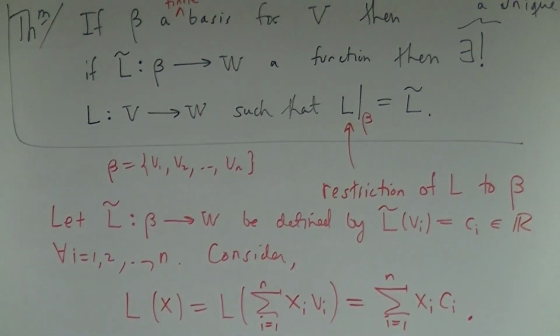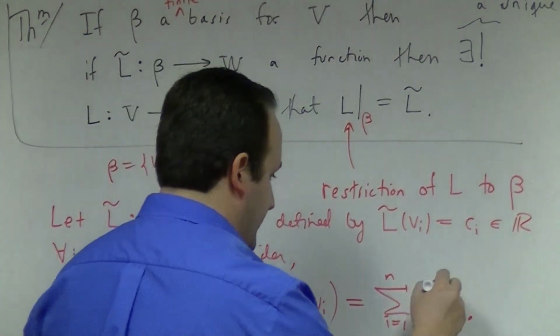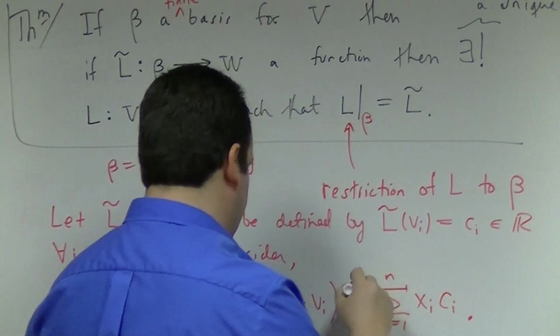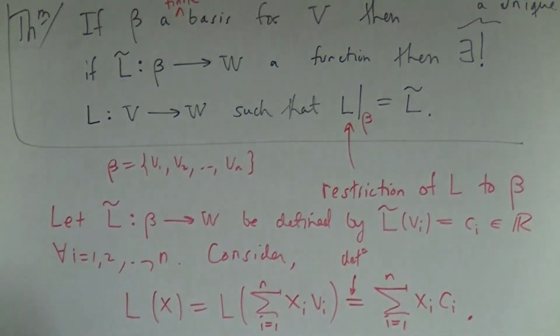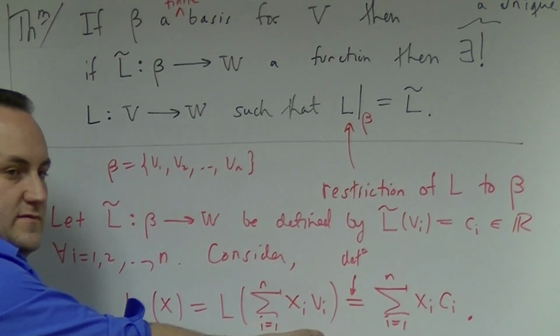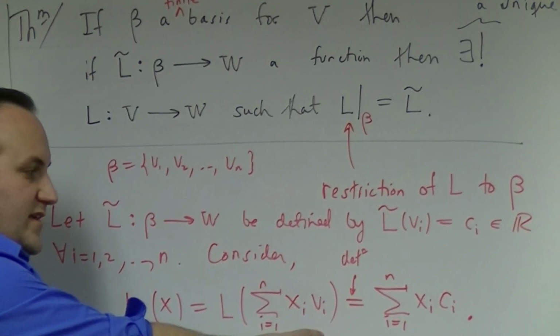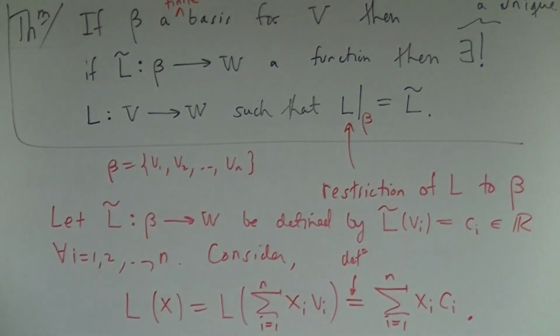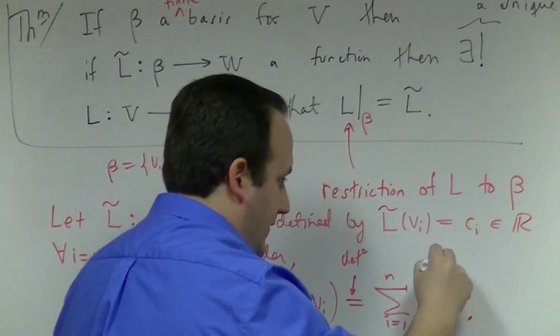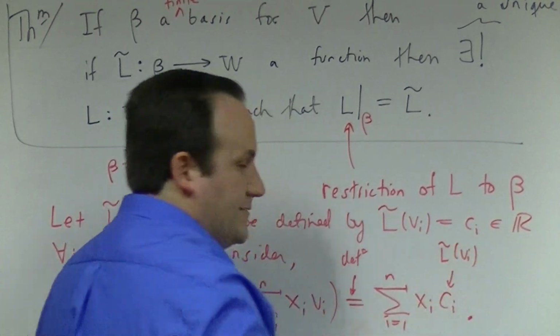Did you mean to write v sub i, c sub i there, with your definition of L tilde? Well, I'm defining L right now, so this is actually the definition right here. It serves as a definition because any x can be written in terms of its coordinates with respect to the basis. So you pick off the coordinates and multiply by the... No, it's the ci. What is it? It's L tilde of vi, right?